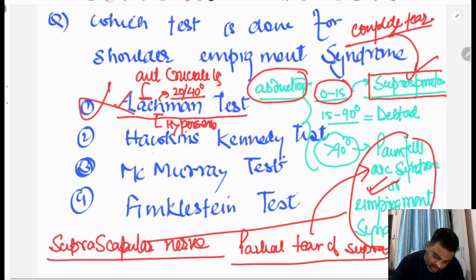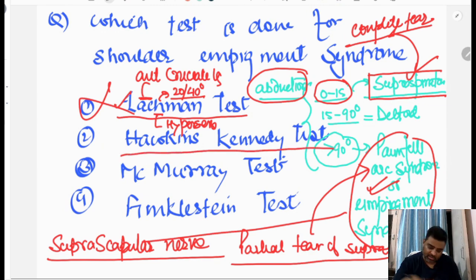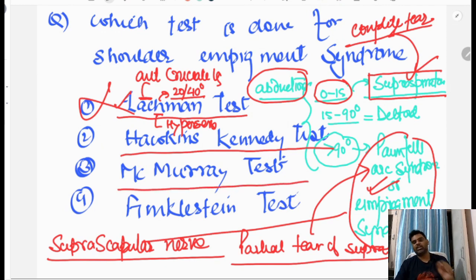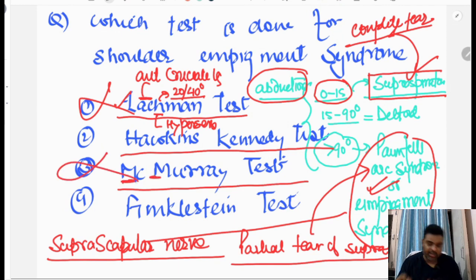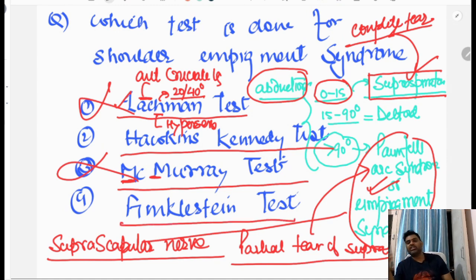Now there is the Hawkins-Kennedy test, let's see. Then there is the McMurray test. McMurray test is done for meniscus injury, medial meniscus and lateral meniscus, so you can remember it from M and M. So McMurray test is done for meniscus injury, and Finkelstein test we will see.